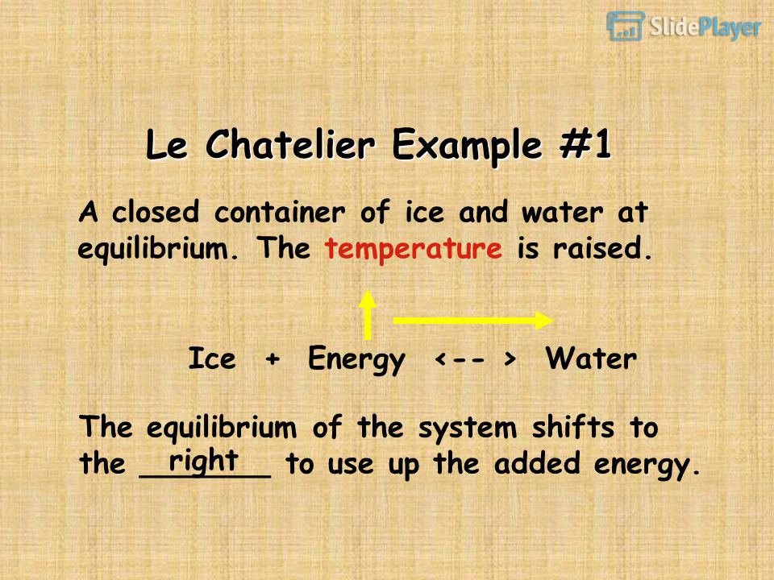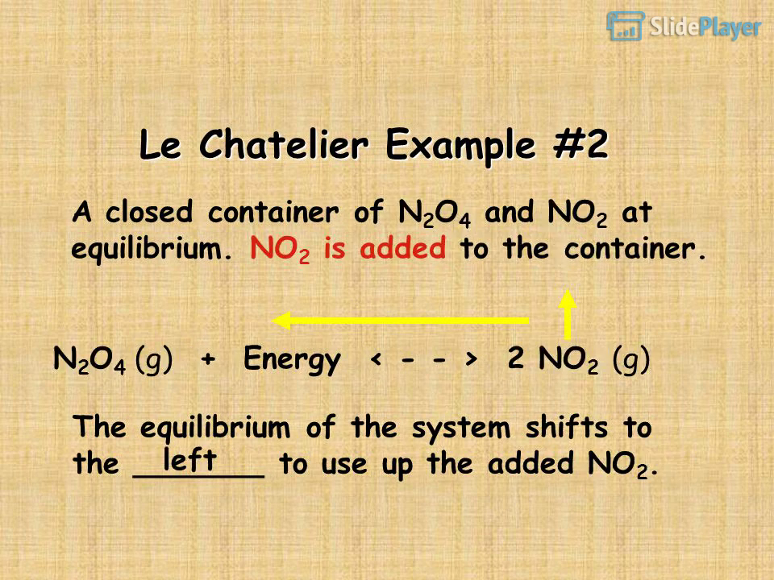Le Chatelier example number 1. A closed container of ice and water at equilibrium. The temperature is raised. Ice plus energy ⇌ water. The equilibrium of the system shifts to the right to use up the added energy.